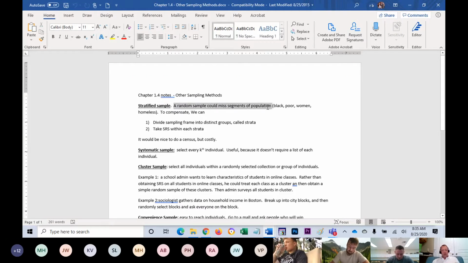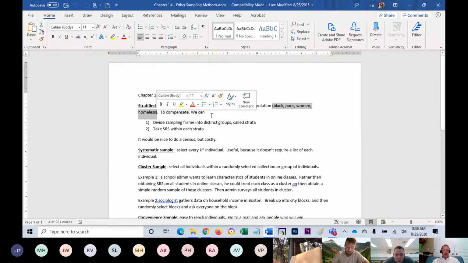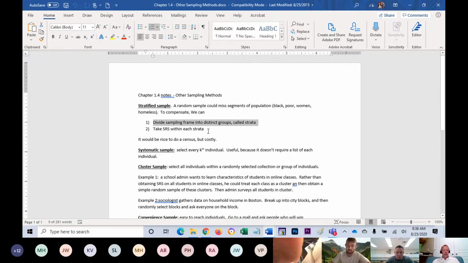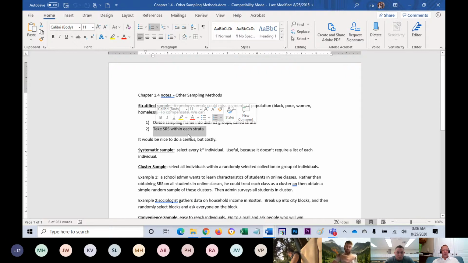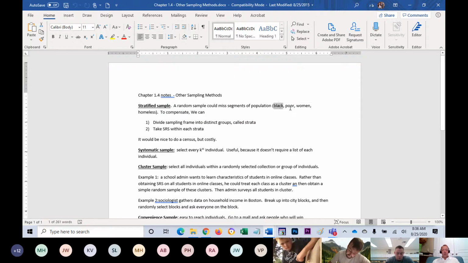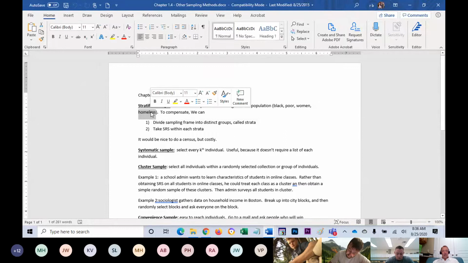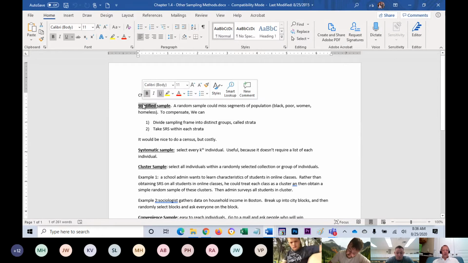So a random sample can miss out on certain segments of the population. Typically, if you're talking about elections, blacks, poor, women, or the homeless, just because of the nature of the task, they're random, you might miss certain segments. To compensate, one thing you can do is divide your sampling frame into distinct groups. These are called strata. Then you take a simple random sample, SRS stands for simple random sample, within each stratum. So you divide your population into blacks, poor, women, and homeless, and then you randomly sample within each group. Theoretically, this can give you a better representative sample. A stratified sample can be better than even a random sample. So this is another way to try to eliminate bias in your sample.